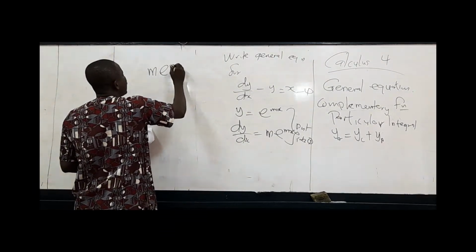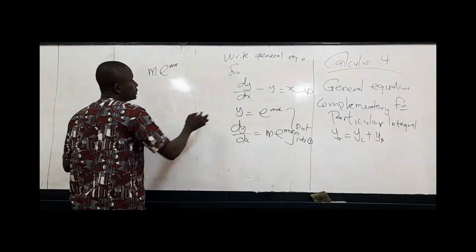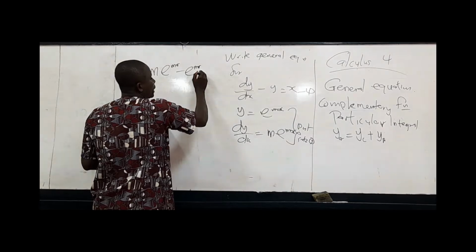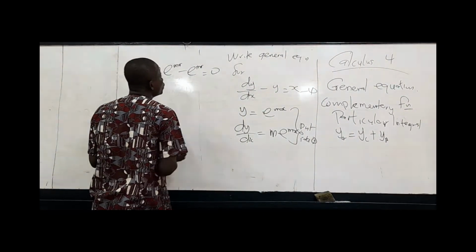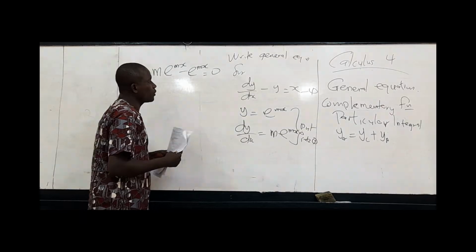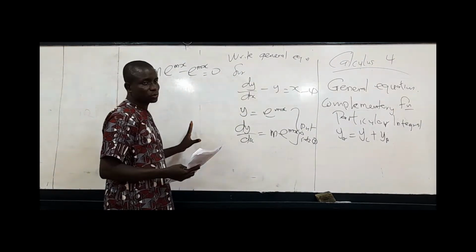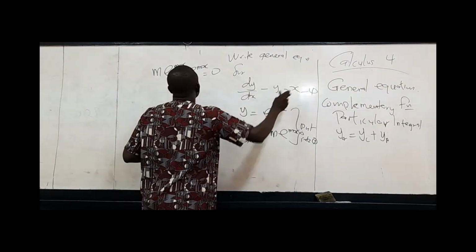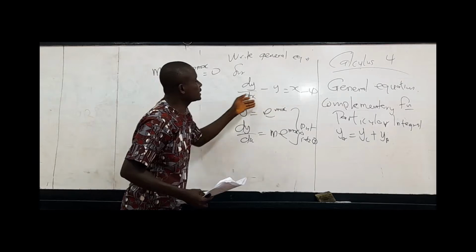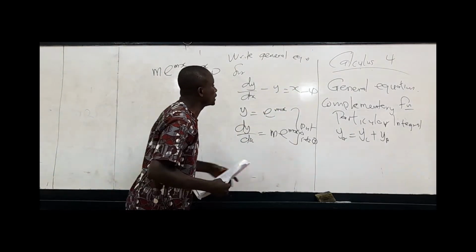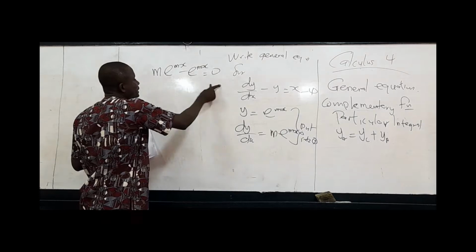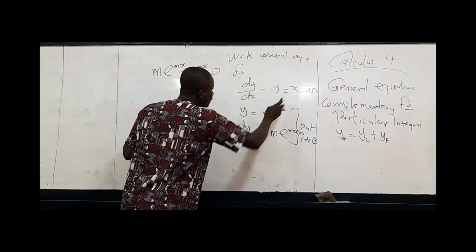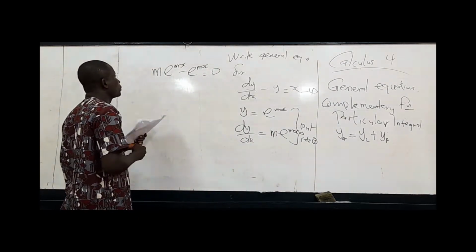e^(mx), okay? dy/dx minus y, which is what? e^(mx), okay? Yes, so in solving this, I'm going back to my step. In solving this, we let this whole thing be equal to 0. So we let dy/dx minus y be equal to 0. So it means that this is equal to what? 0. And therefore we assume x here to be 0.